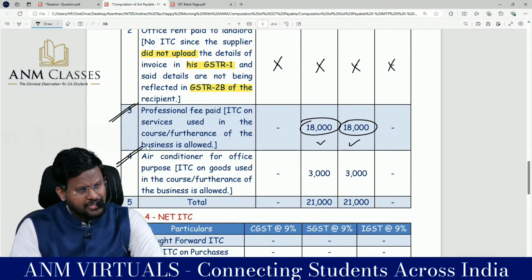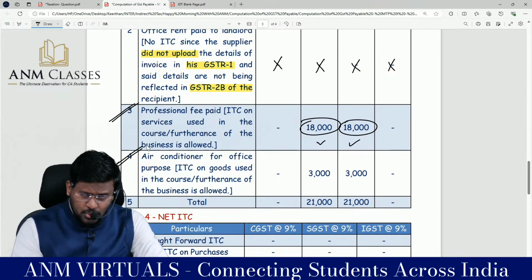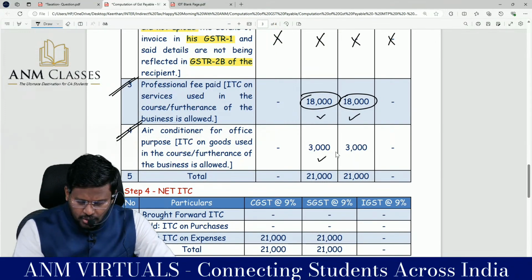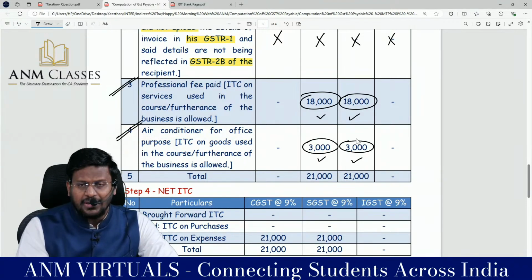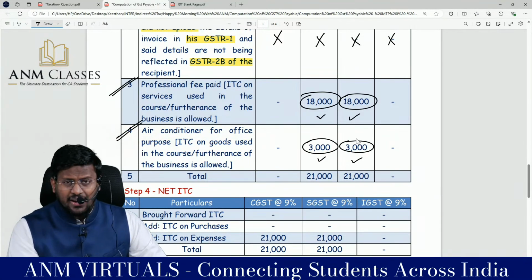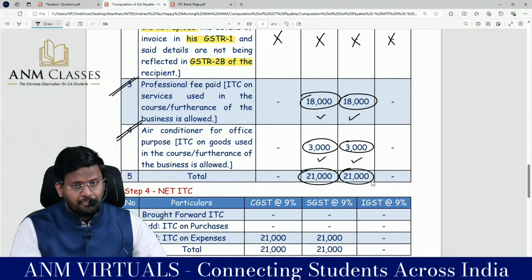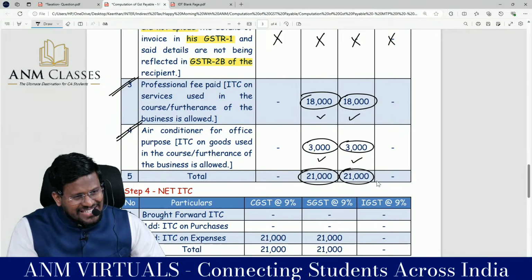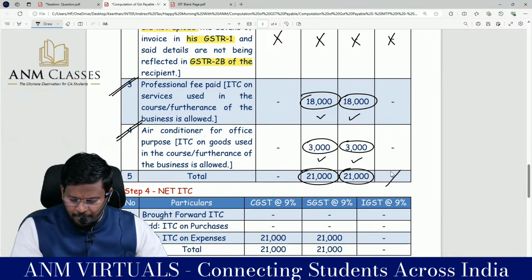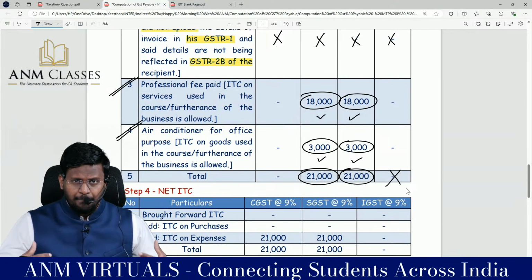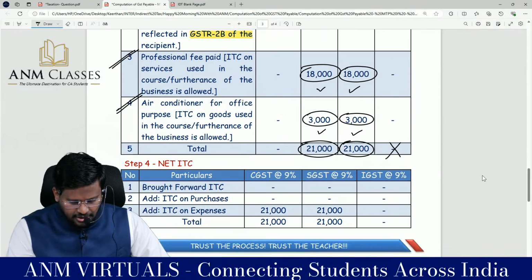AC for office purposes: ITC on goods used in the course or furtherance of business is allowed. So all the conditions have been satisfied. So this 3,000 and 3,000 can be taken as ITC. So my dear lovable students, total CGST credit available is 21,000, and total SGST credit available is 21,000, and there is no IGST credit. So there is no IGST credit, no need to knock off the IGST credit first, fine.